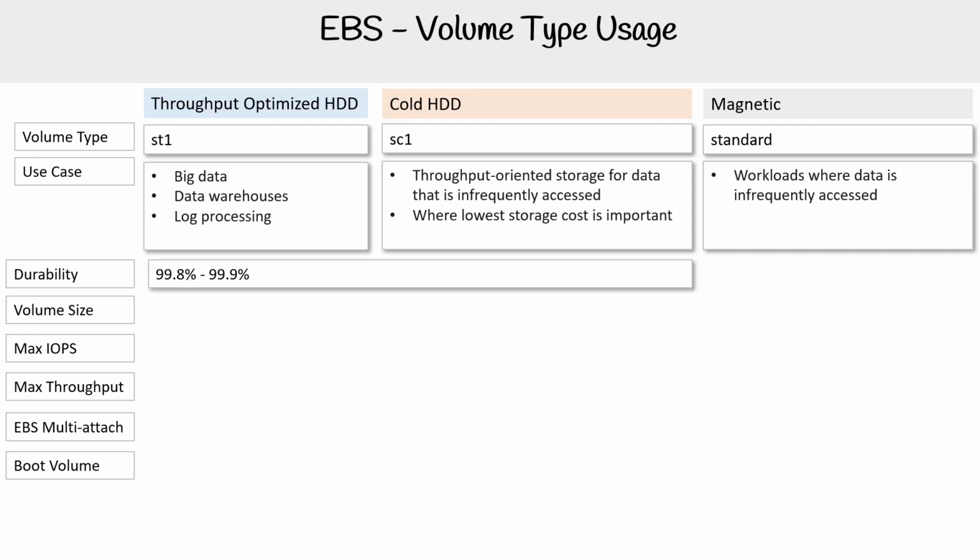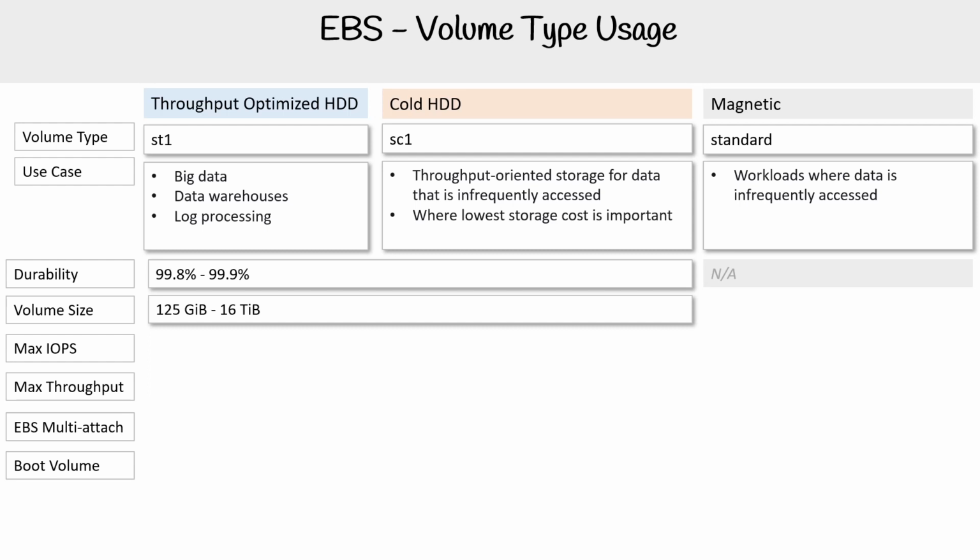For durability, we have 99.8 to 99.9%. We don't talk about durability here because it's not represented in the same way. But if you want to think about durability, these magnetic tapes are good for 30 years, so there's not going to be an issue here. It says infrequently accessed, but really, the last one is more like you never access unless you're really infrequent, because it's super cold storage, right?